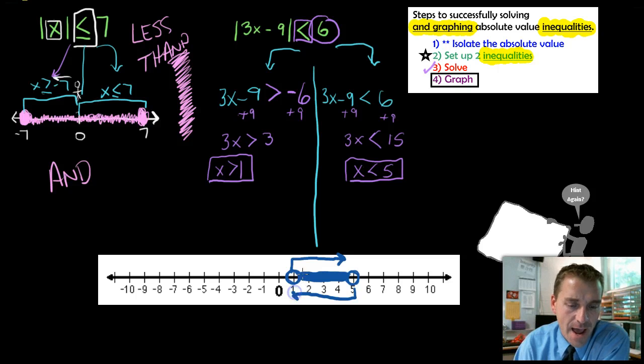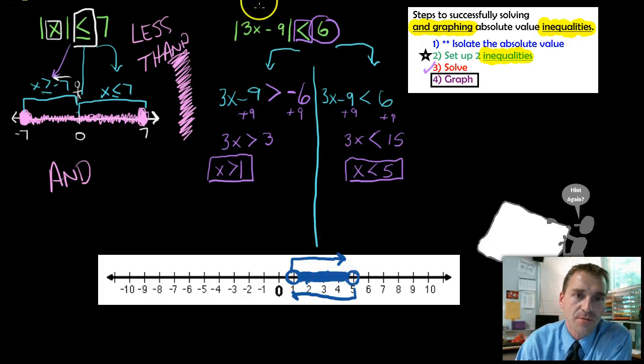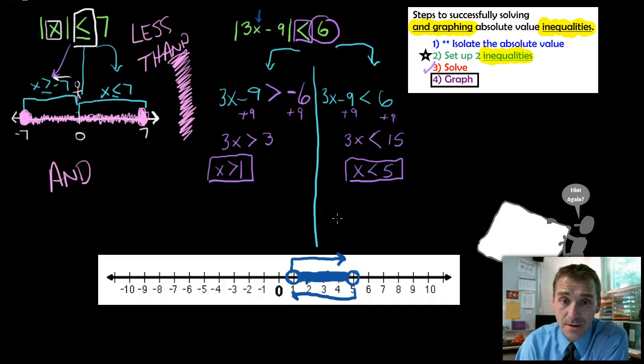And I would add my answer. Sorry, I wouldn't add it. My final answer would just be what is in between. So all of these x values in between here would give you, when plugged in for x, an absolute value that has a distance that is less than 6. So there you go, guys.